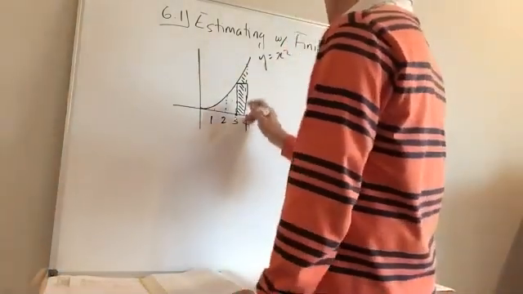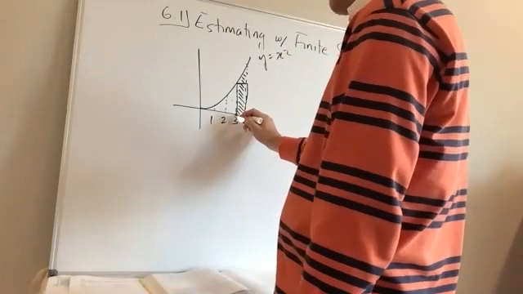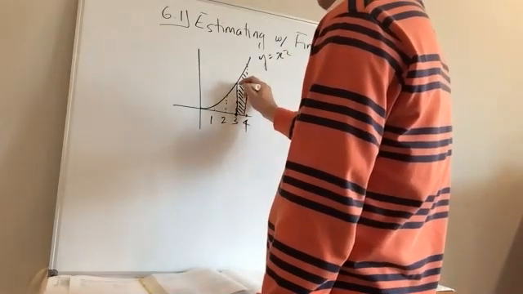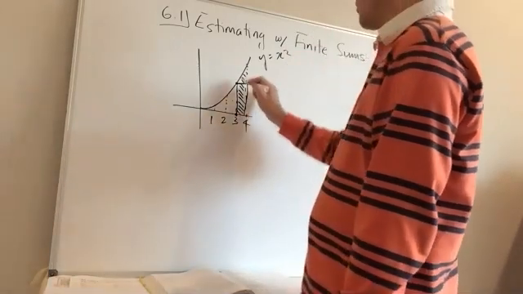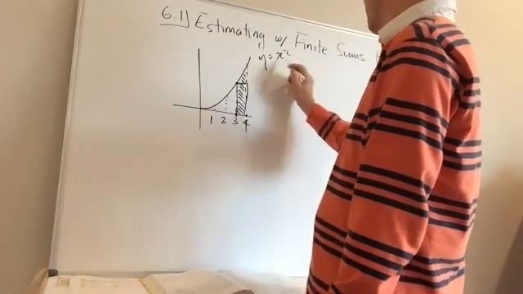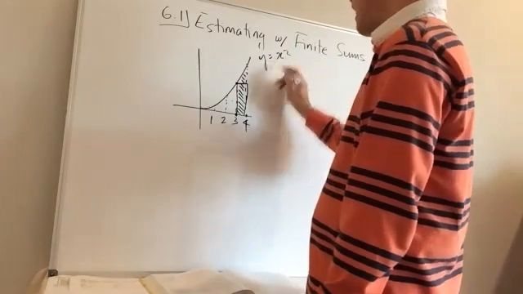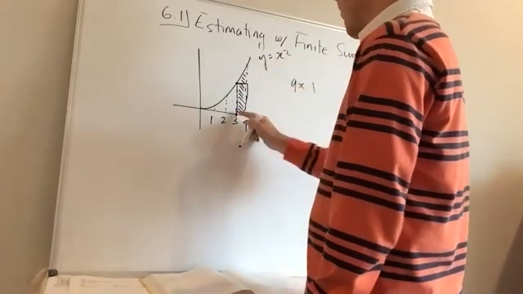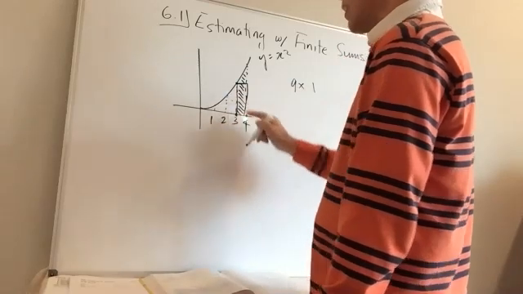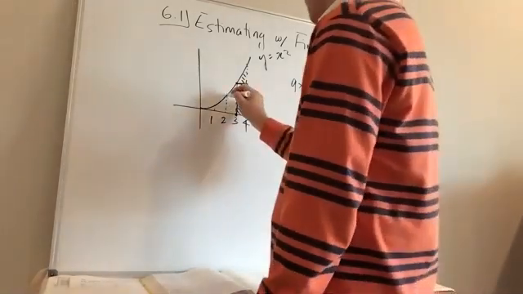Okay, so in this one, since we're using the left-hand side, what is the height here? When x is equal to 3, the height is going to be 9. So I'm going to go 9 times 1. 1 is the base, so that's the area there. That's what I calculated.